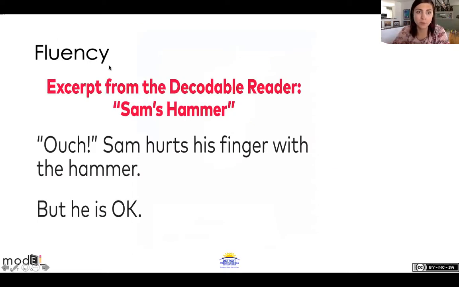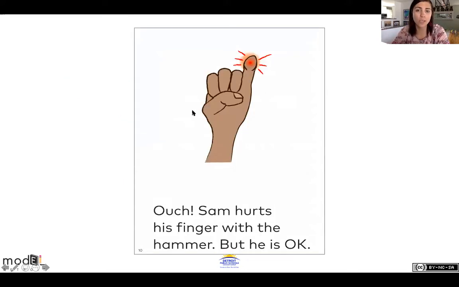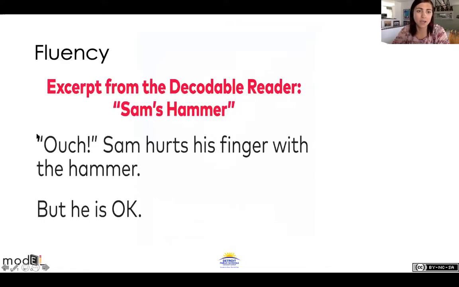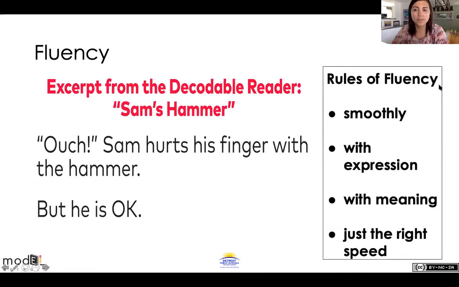So up at the top, it says fluency, excerpt from the decodable reader, Sam's Hammer. So we are reading this sentence, but it looks like this. So let's read it. Remember, we need to read it with expression. So, ouch! Sam hurts his finger with the hammer, but he is okay. So rules of fluency. Did we read it smoothly? Did we read it like this? Ouch, Sam hurts his finger with the hammer, but he is okay. No, we looked at the punctuation marks and we read it in order to fit the punctuation marks.